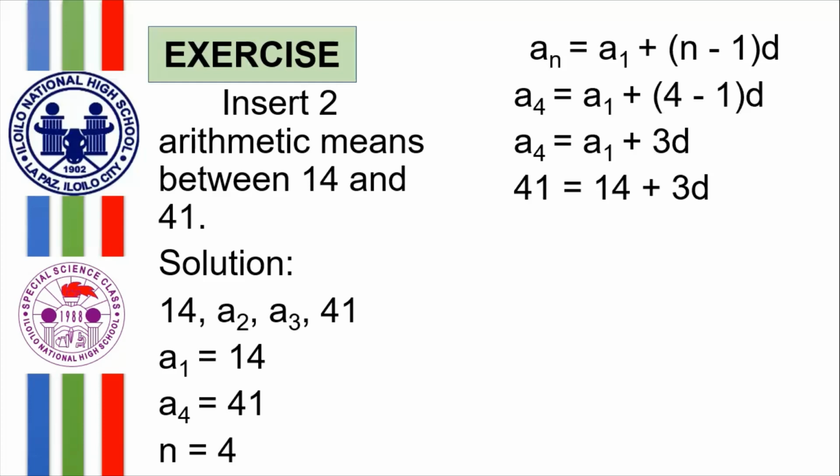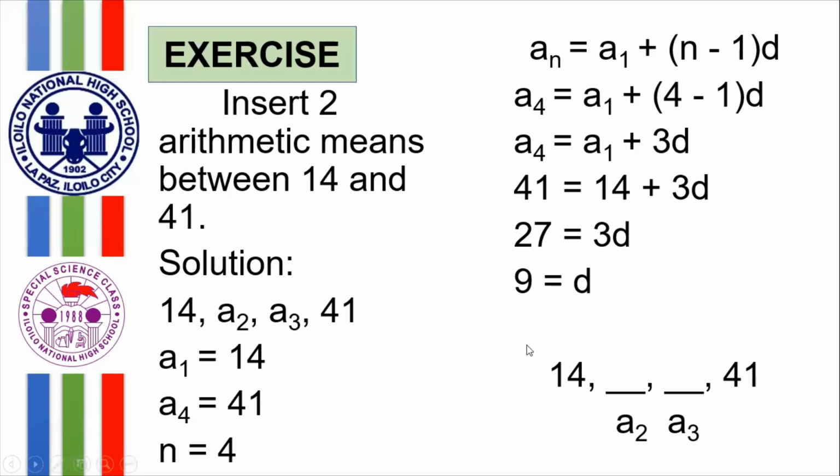Subtracting both sides by 14, we get 27 equals 3d. Multiplying both sides by 1/3, or dividing both sides by 3, you get d, or a common difference of 9. So with such, that is not yet our final answer because we are looking for the arithmetic means. So we're going to determine the values of a sub 2 and a sub 3. So from here, you add the common difference.